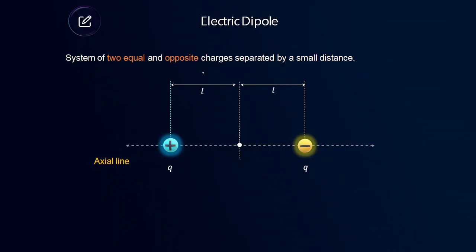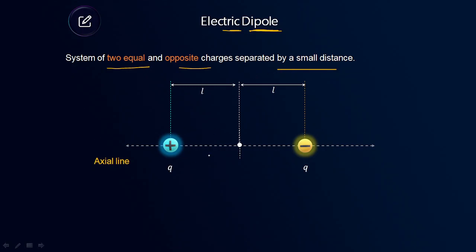So first of all, when we say electric dipole, what is electric dipole? The name itself suggests: electric means there should be some charge, and when we say dipole, di means two, pole means two kinds of different poles. So in simple words, we can define electric dipole as a system of two equal and opposite charges separated by a small distance. That is called an electric dipole.